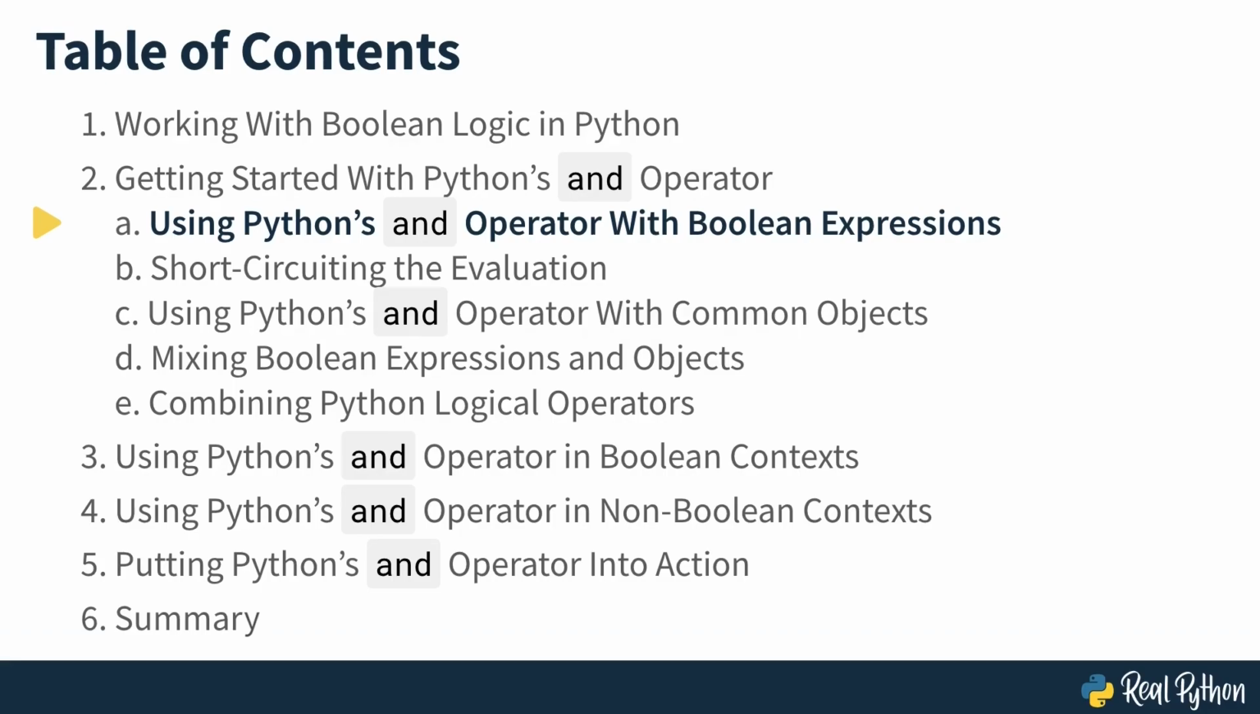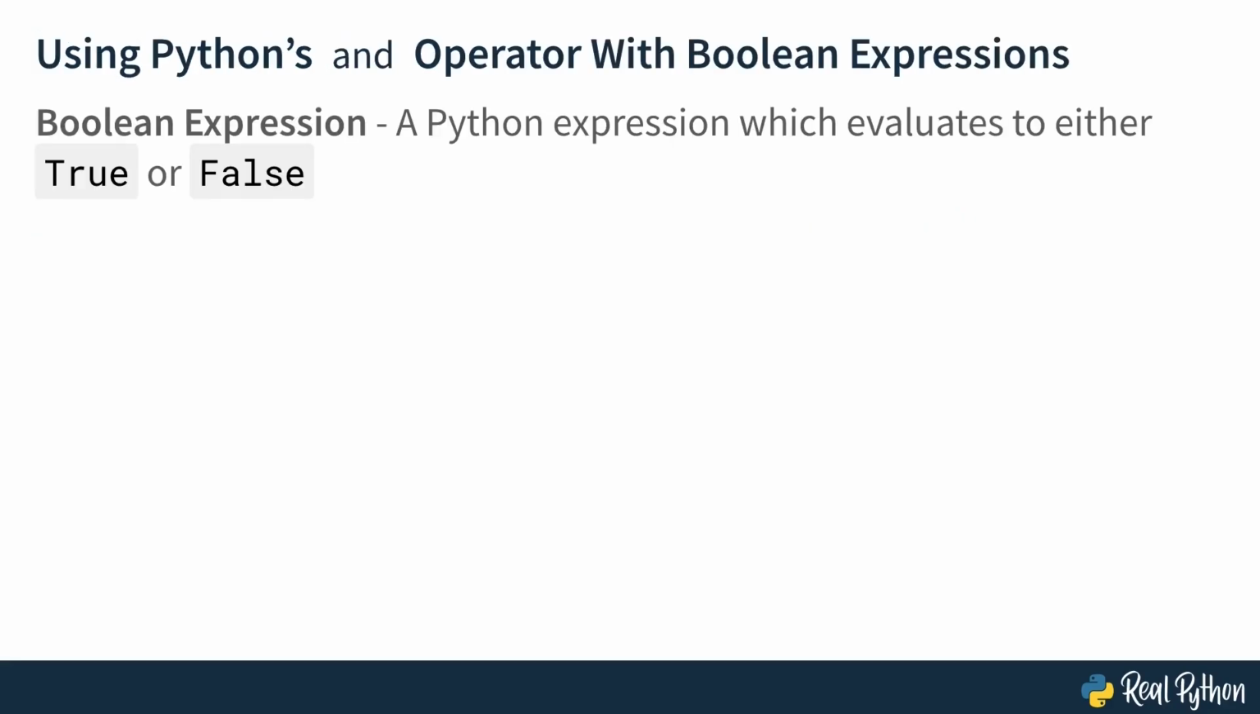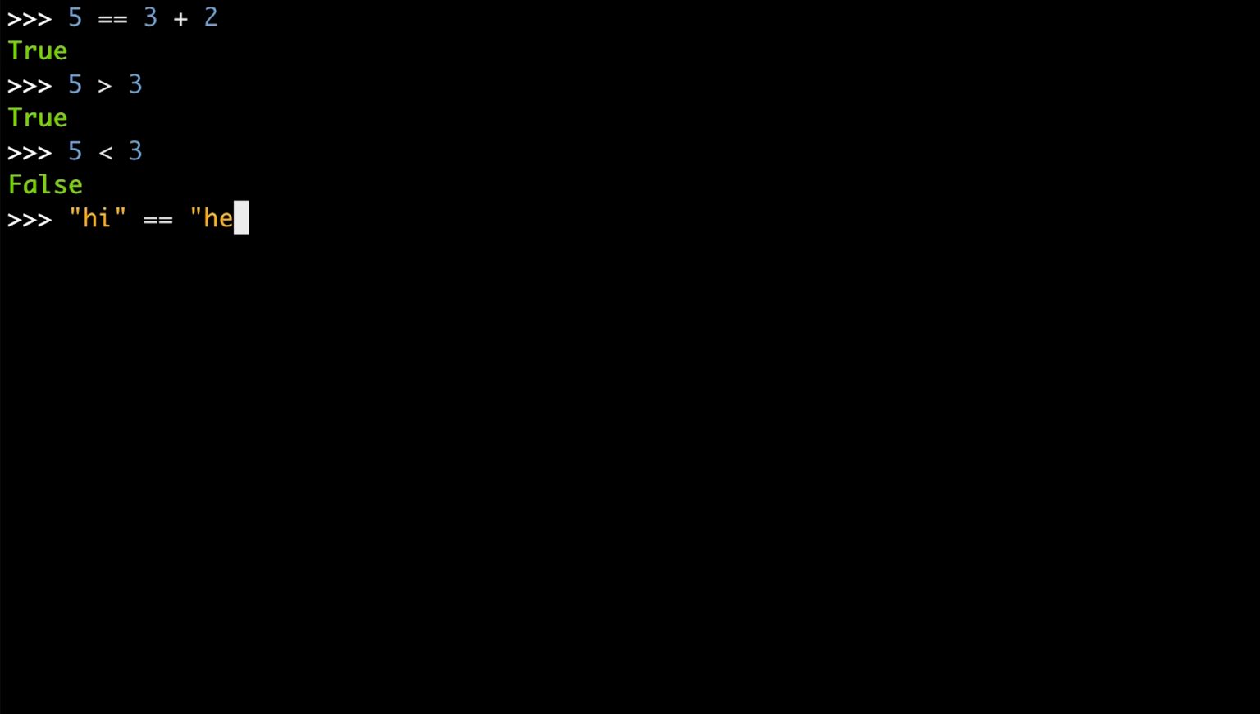Let's take a look at how AND is used with Boolean expressions. Remember, a Boolean expression is an expression that evaluates to true or false. The most common of these are when you do comparisons, like seeing if two expressions have the same value, seeing if one number is larger than another, or smaller than, and even non-numeric values can be compared. Each of these expressions evaluates to either true or false. And these are the most common expressions to use with the AND operator.